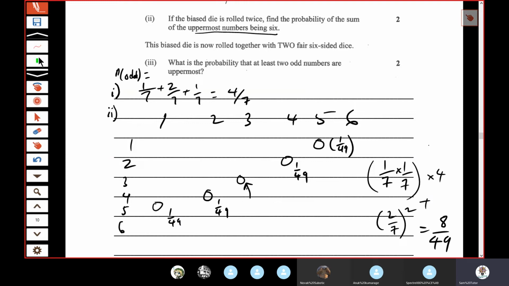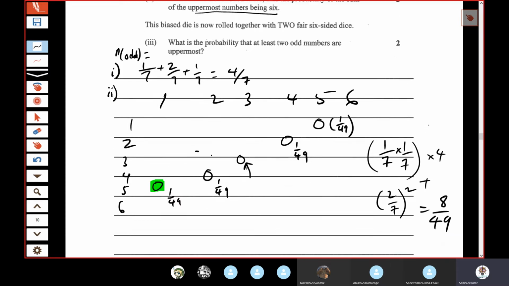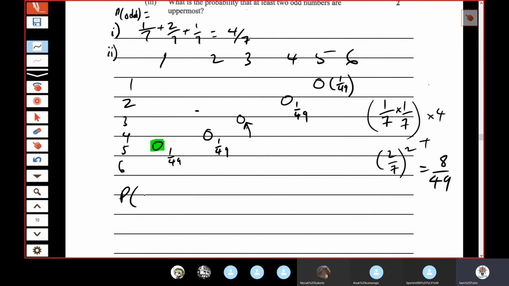Now, what's the probability of getting a 5 and a 1? Well, the probability of getting a 5 and a 1, let's just write it. Why is this not moving? There it is. The probability of 5 and a 1 is equal to 1/7 times 1/7.